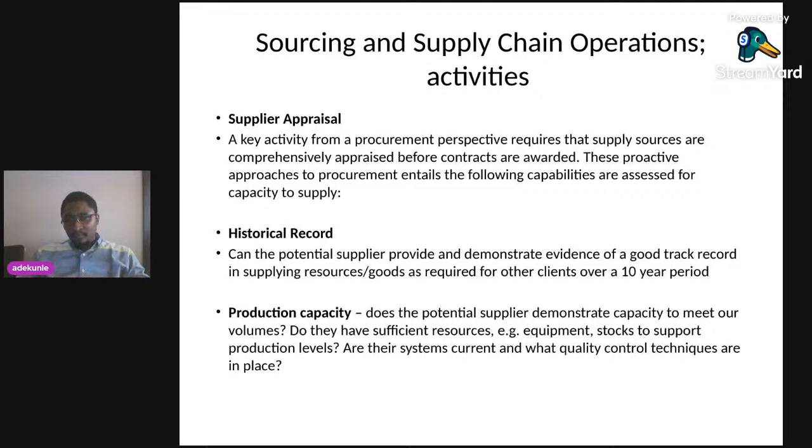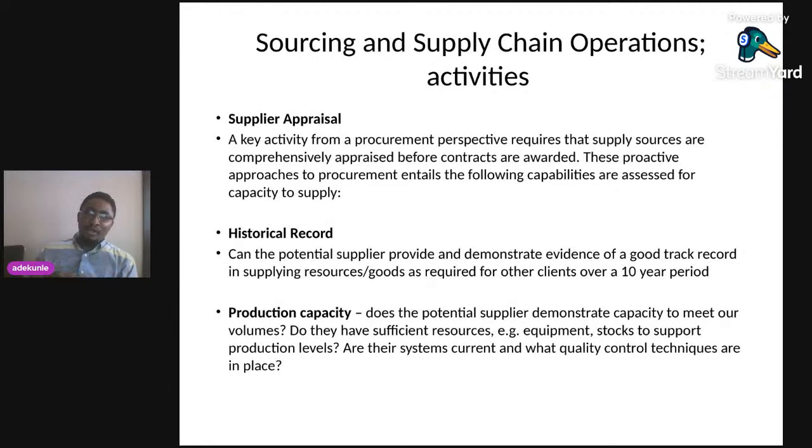Of course, when you look at the activities, you agree with me, as a matter of revision, that one of the important activities as part of strategy in supply chain operation, especially when we look at sourcing, is supplier appraisal, where you appraise your supplier. You look at the key activity that your supplier does, and you appraise them, and know whether they are okay for you to award your contract to.